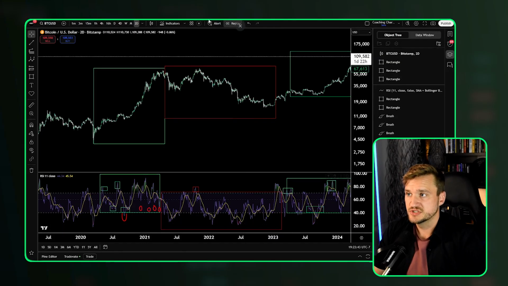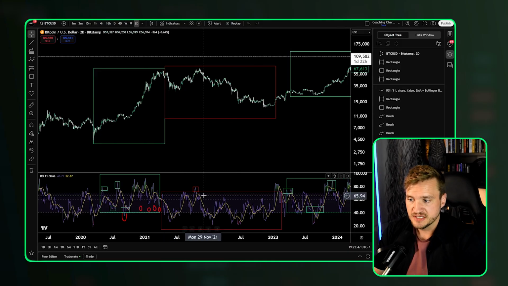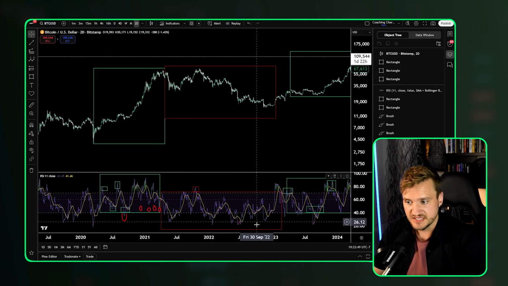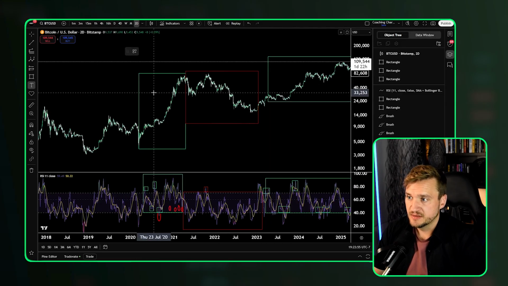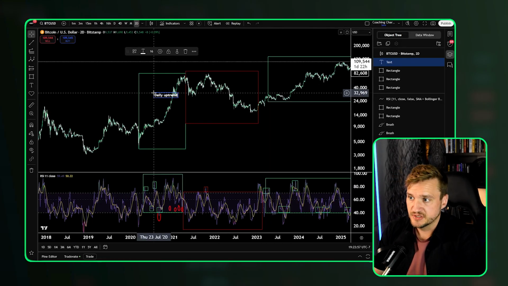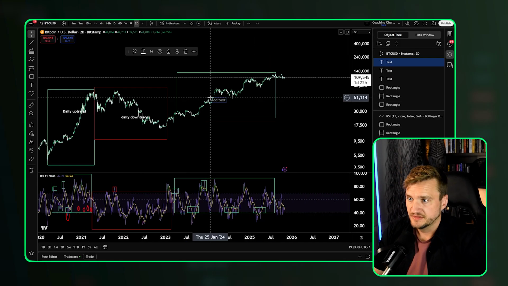We're just simply switching the time frames around until we get the range on RSI to navigate between 70 and 0, or 40 and 100. So we can now label these. We can say this is a daily uptrend, this is a daily downtrend, and that this is a weekly uptrend.